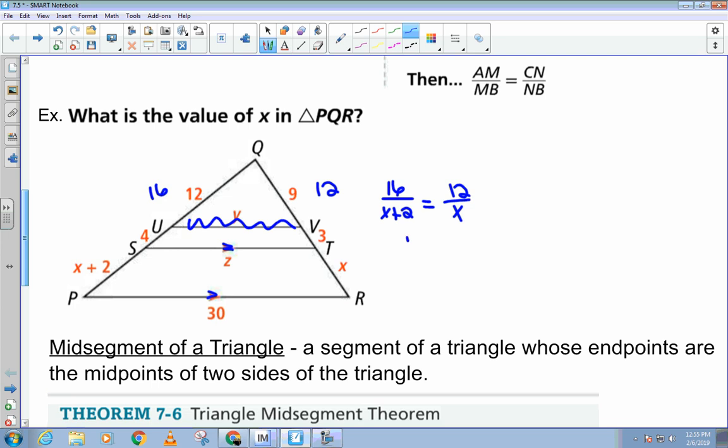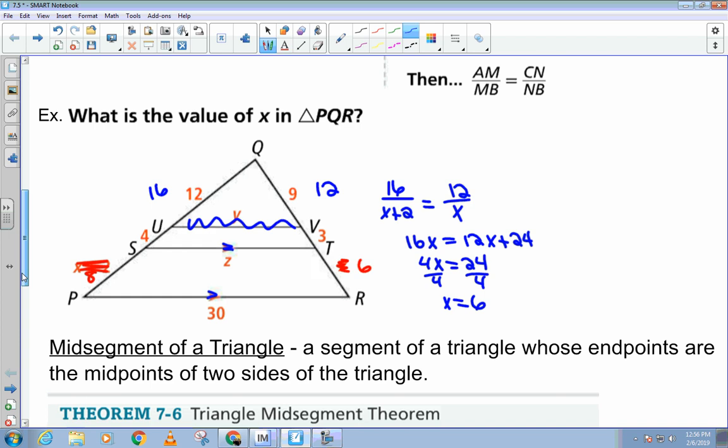I cross multiply and I get 16x equals 12x plus 24. Subtract 12x from both sides. That gives me 4x equals 24. Divide both sides by 4, and x is 6. So my x is 6, which makes this now 8, and it makes this 6. I did that using the side splitter theorem.